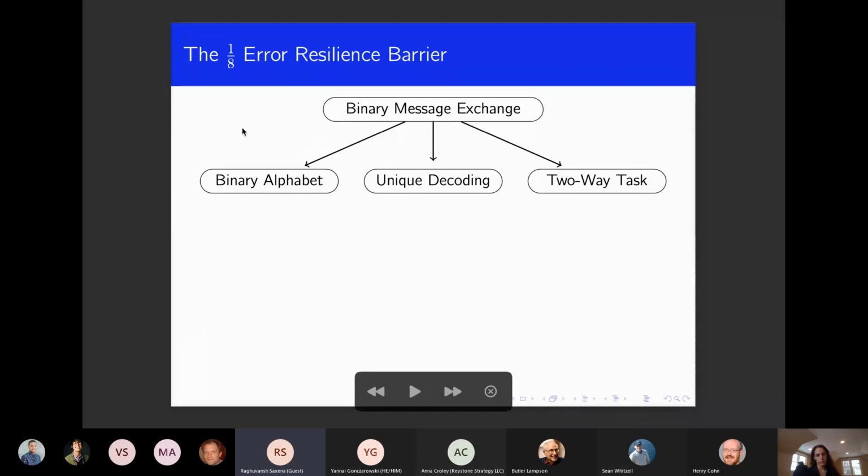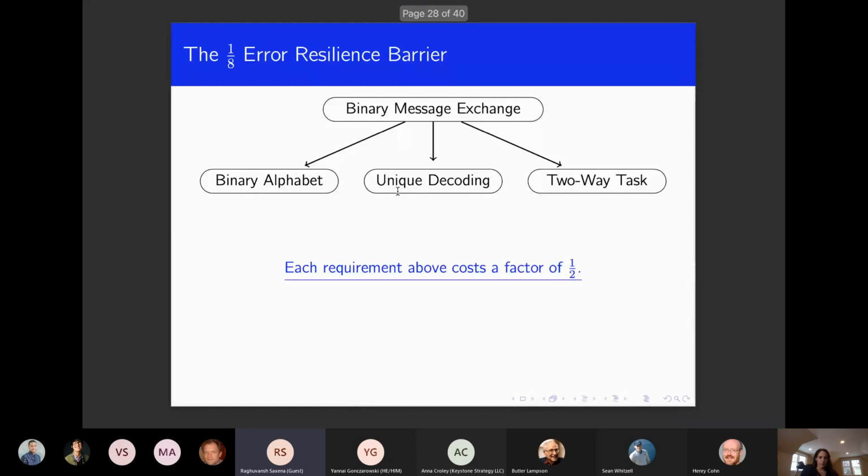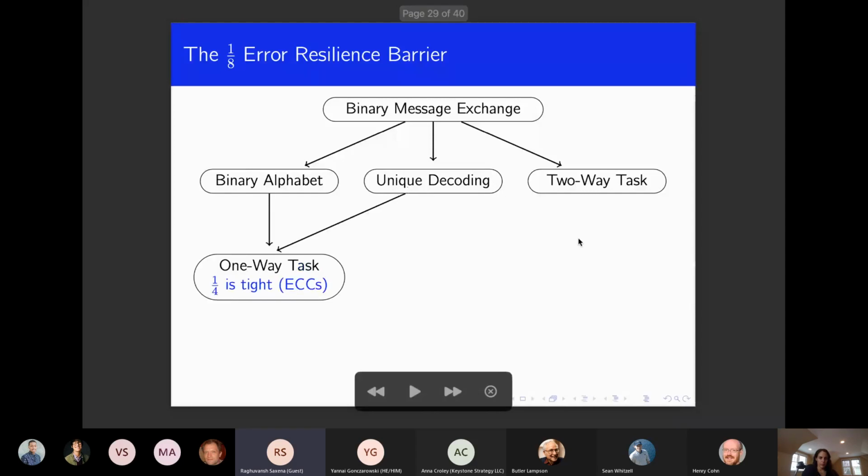But this in itself does not mean a barrier. You have 3 properties, sure, that have a factor of half each. Maybe they're not independent. Maybe you can do something that combines 2 of these in a clever way. And maybe an improvement is possible. It turns out that it is not possible. It is known that even if you combine 2 of these requirements, you cannot get an improvement.